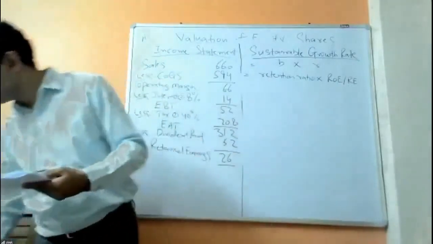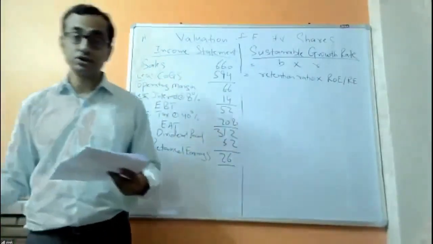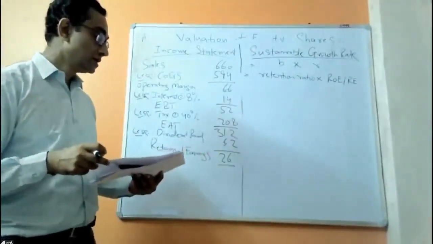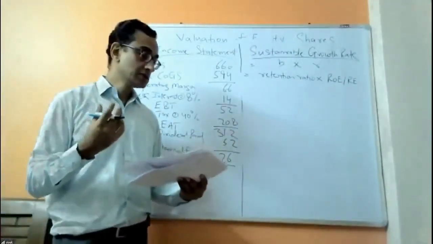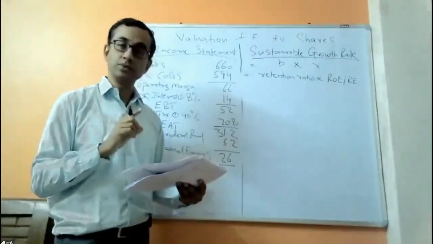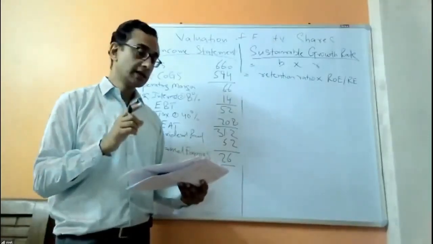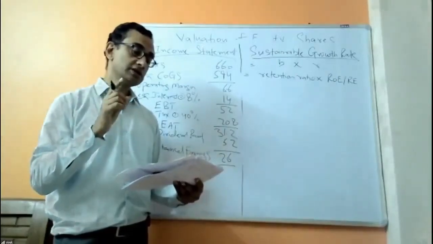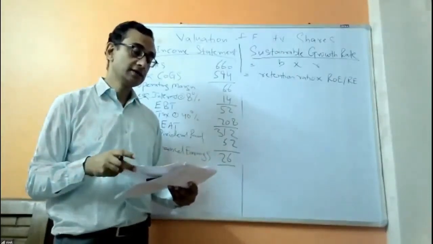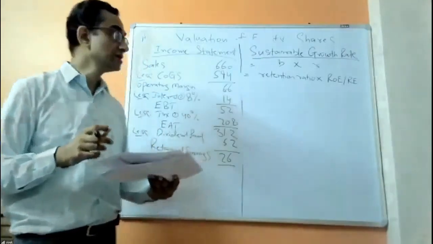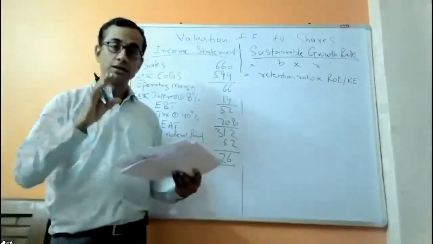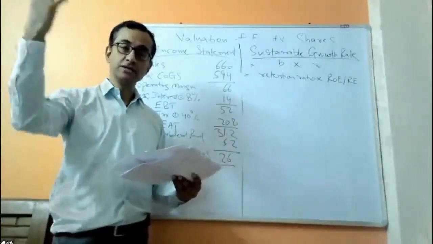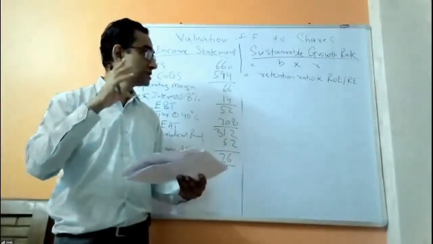Now let us see whether these figures are given in the question or not. Retention ratio can be made out because if the dividend payout ratio is 16.67, it means the retention ratio is 100 minus 16.67, which is 83.33. So 83.33% is the retention ratio, meaning that much amount the company is retaining and investing in profitable growth opportunities.